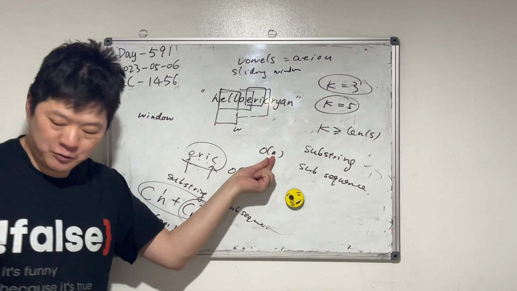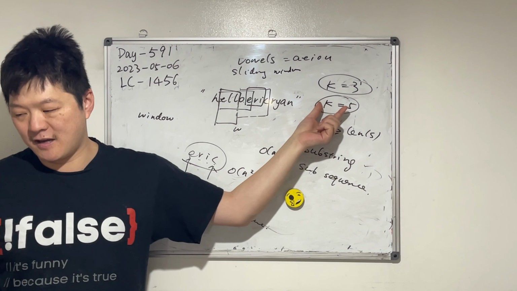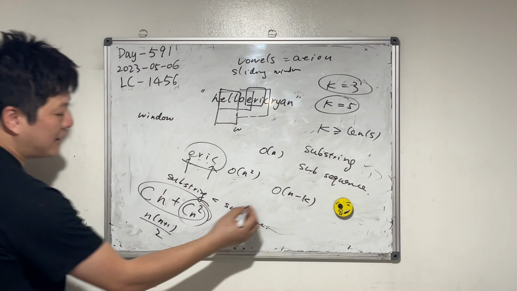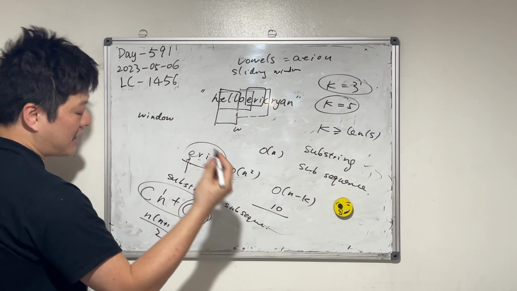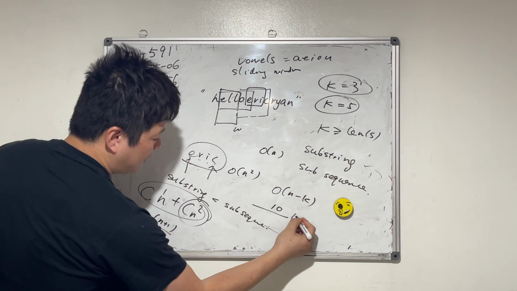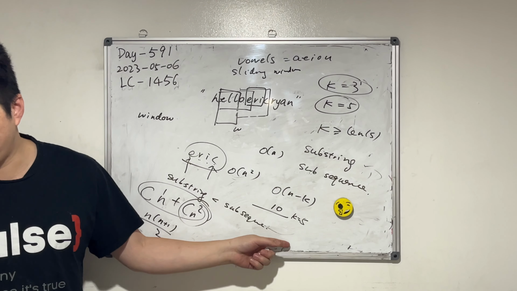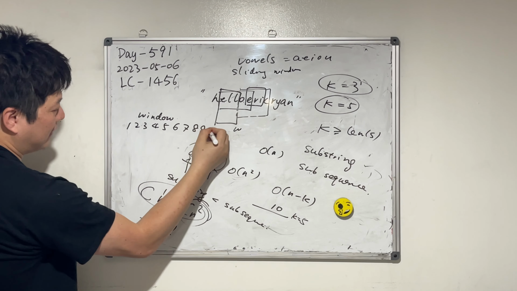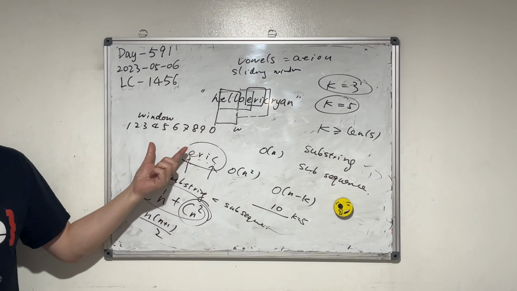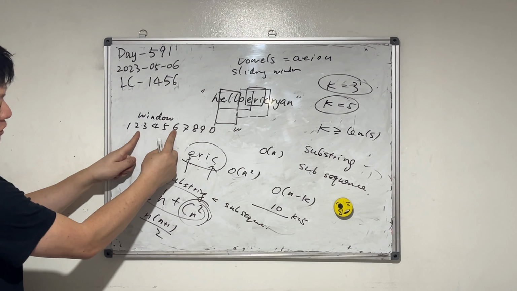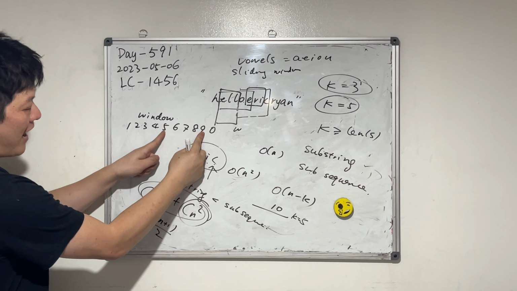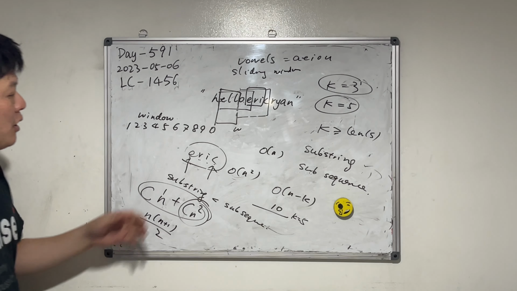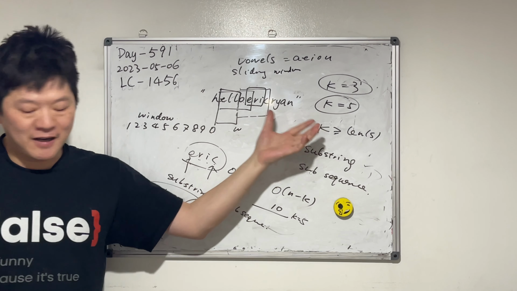But in this case, because the size of the substring k is fixed, how many substrings is actually n minus k, right? There are 10 characters, a 10-character string. The substrings of size k, which is 5. How many substrings? Look, 1, 2, 3, 4, 5, 6, 7, 8, 9, 10. How many substrings of size 5? 1, 2, 3, 4, 5, 6. So it's 6, so let's plus 1 here. So the brute force: we find out the substring and then we check.